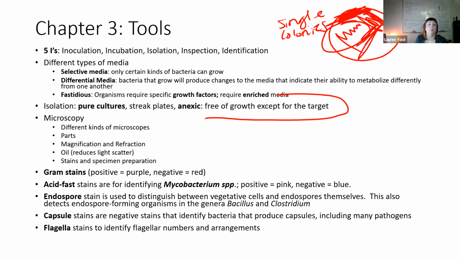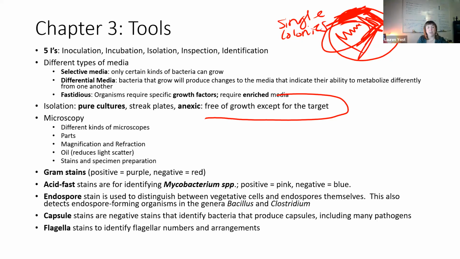This is media that will allow for color changes based on whether that organism can metabolize something in the media. Like with mannitol salt agar, if it turns yellow, then the original color was a pinkish red. So if it turns yellow, that means that the organism can metabolize the sugar and make an acid byproduct, and it changes color based on the pH change. So that's an example of the differential aspect of that media. And we already talked about that one is also selective. So it can be more than one.